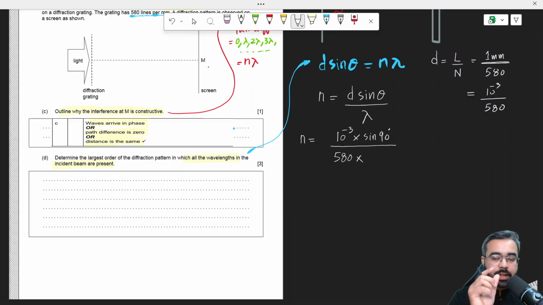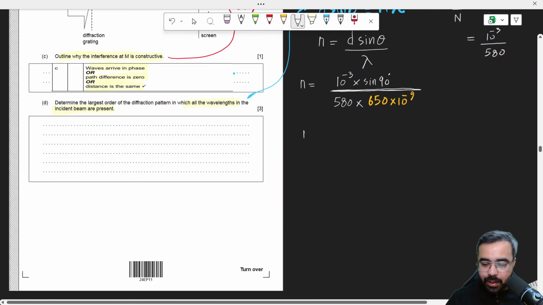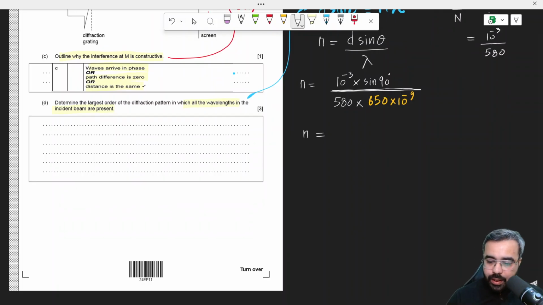multiplied by the wavelength. Now, the selection of wavelength is very crucial here, and I will explain with the help of a diagram why it is important. Notice that I'm using the wavelength 650 nanometer, times 10 to the power negative 9. And why have I selected this one? Not because the mark scheme says that you should use this value. I will explain why. So if we find its value, n is equal to 2.65.